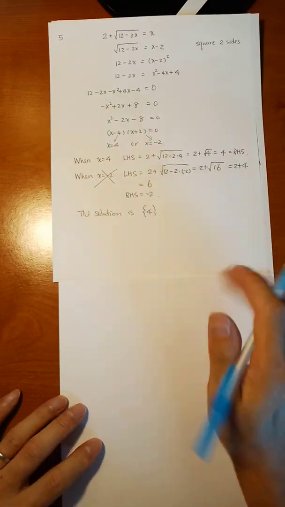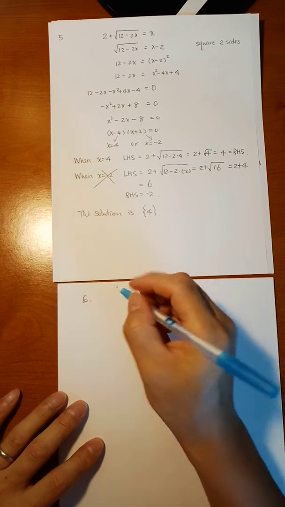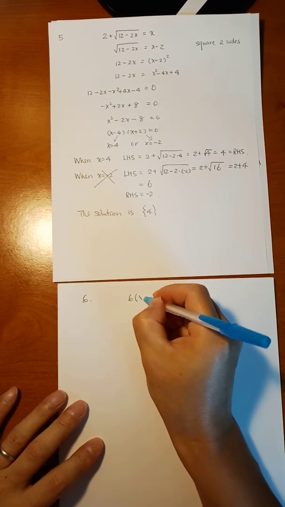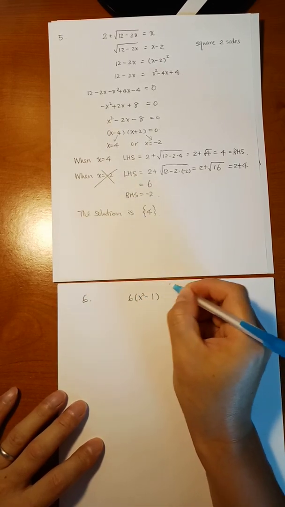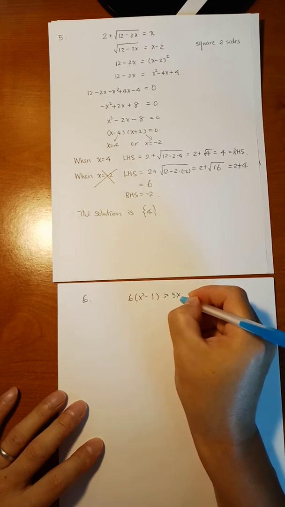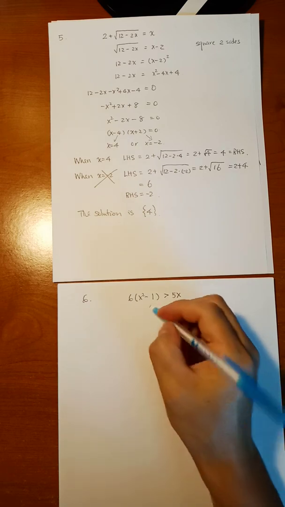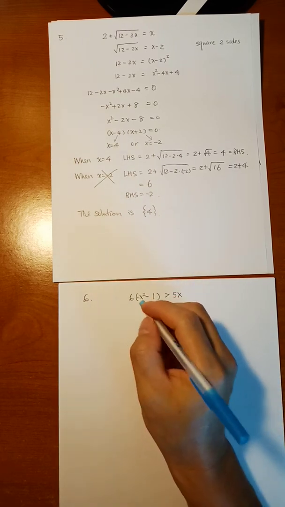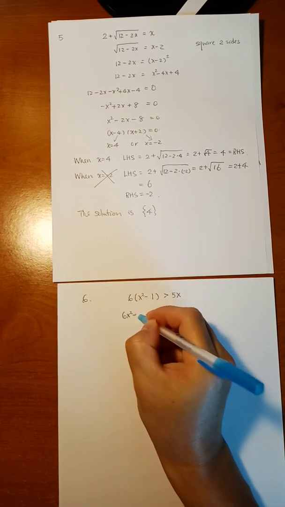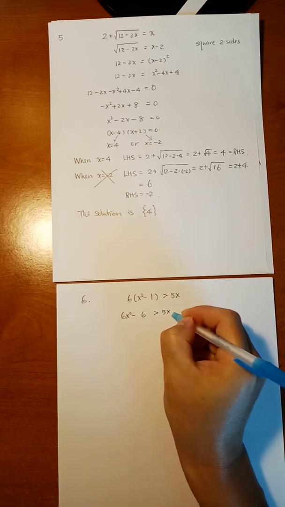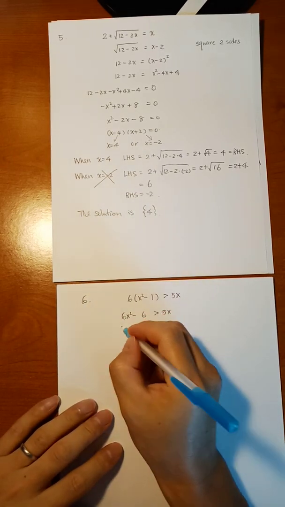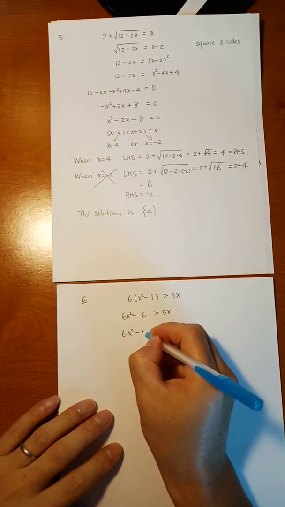Okay, so problem 6, solve the inequality. The inequality, okay, let's just write it in the standard form. So it's 6x squared minus 6 greater than 5x. 5x move to the left side.